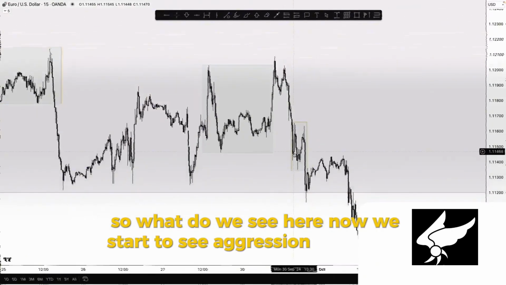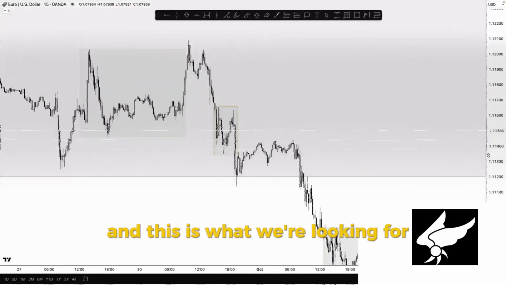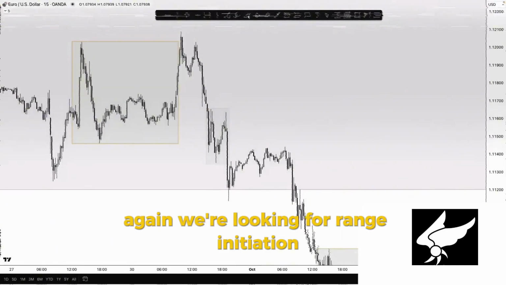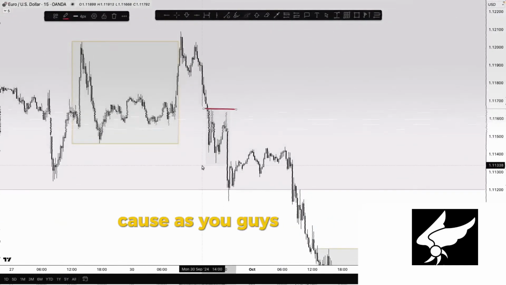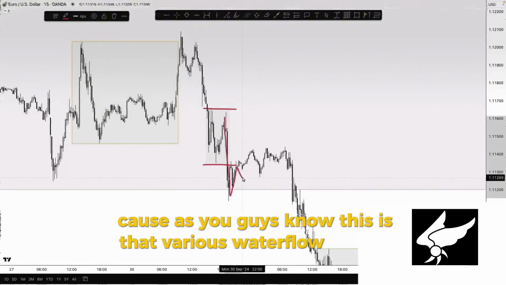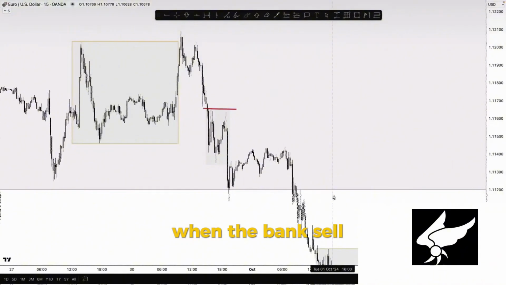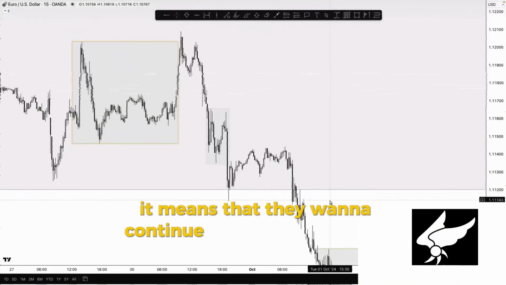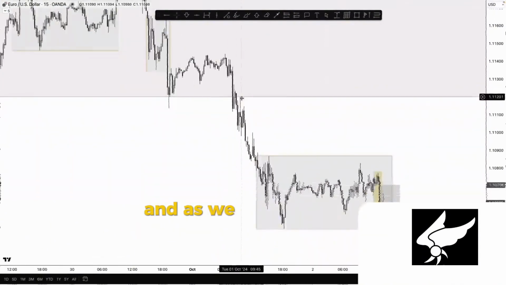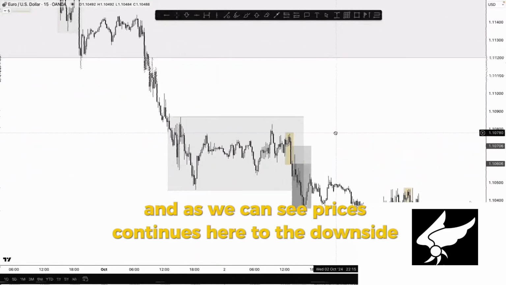So what do we see here? Now we start to see aggression and speed, and this is what we're looking for again. We're looking for range initiation, mitigation, continuation, because as you guys know, this is that bearish order flow pattern, which shows that price wants to continue to the downside. When the banks sell, it means that they want to continue moving price to the downside. And as we can see, price just continues here to the downside as well.